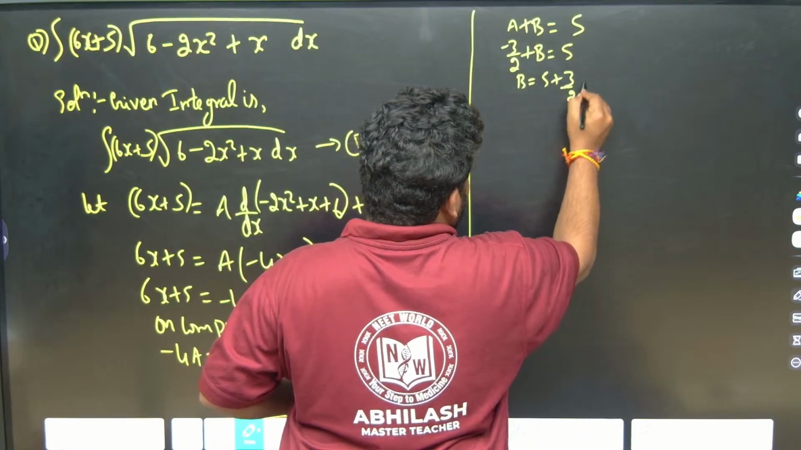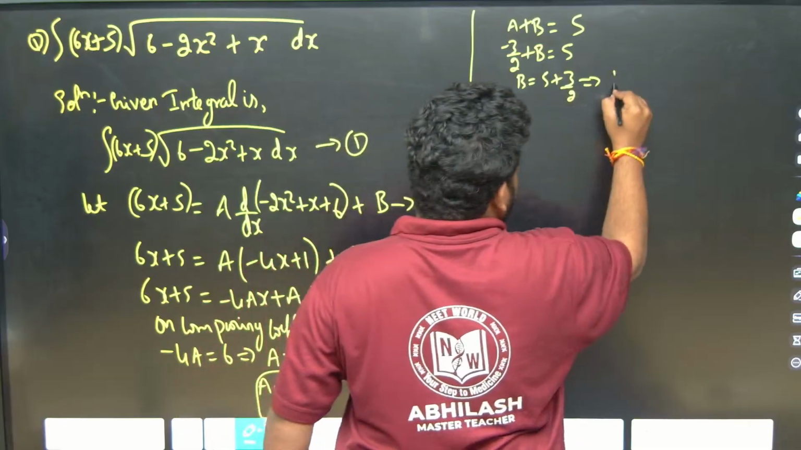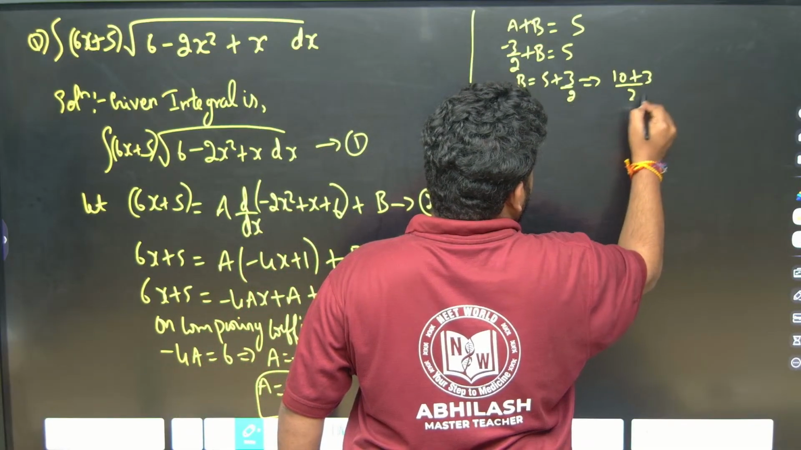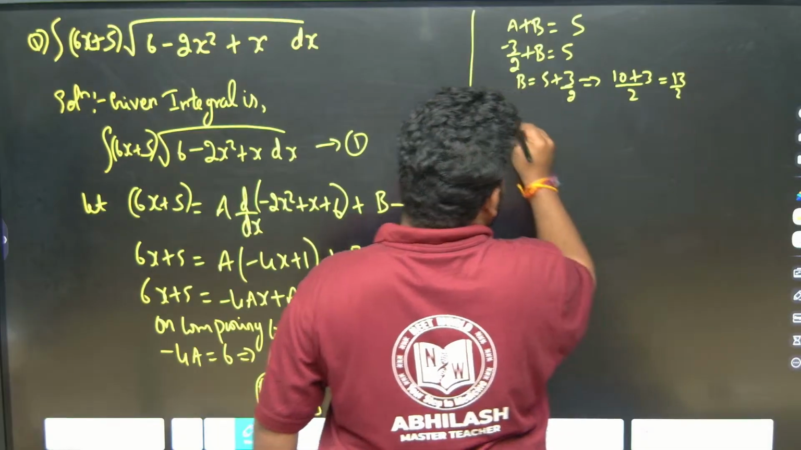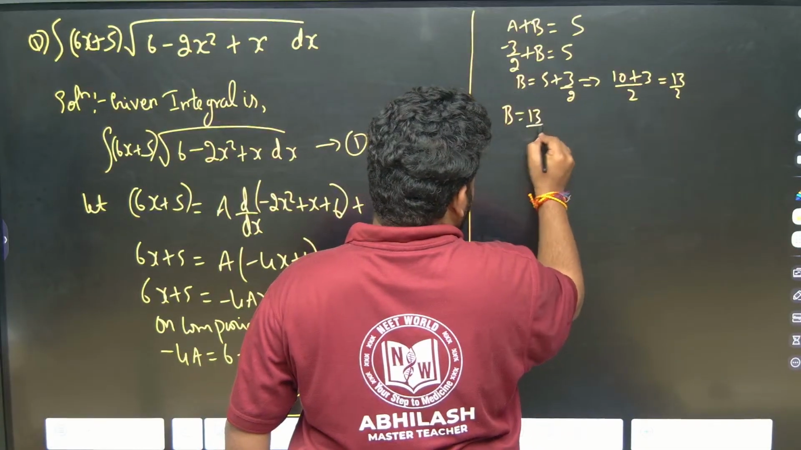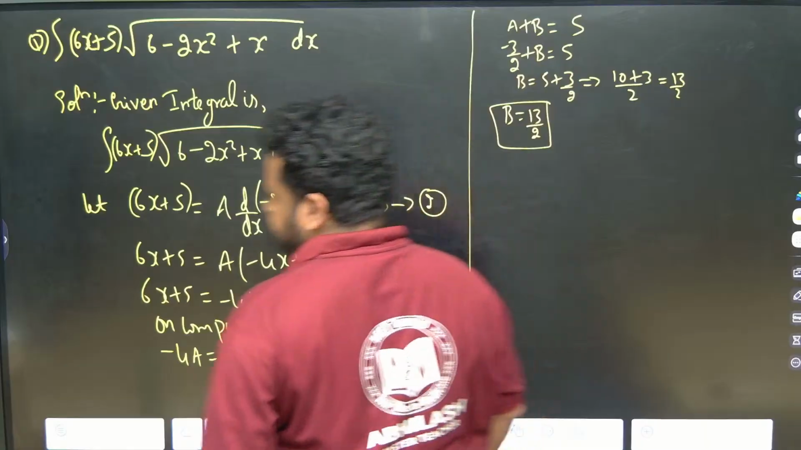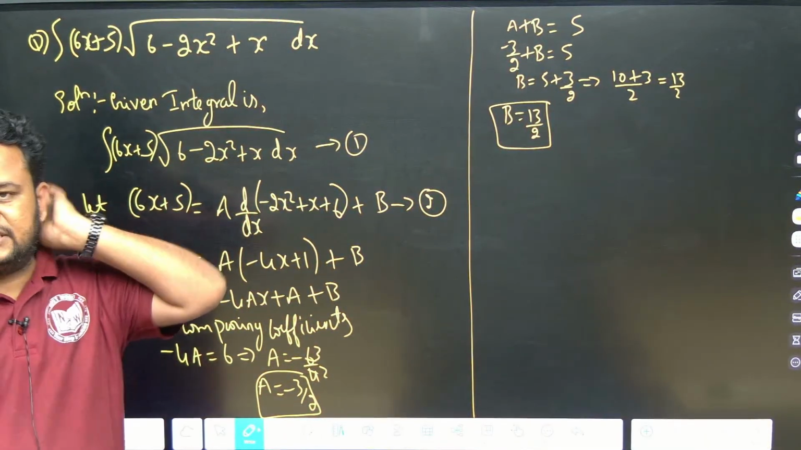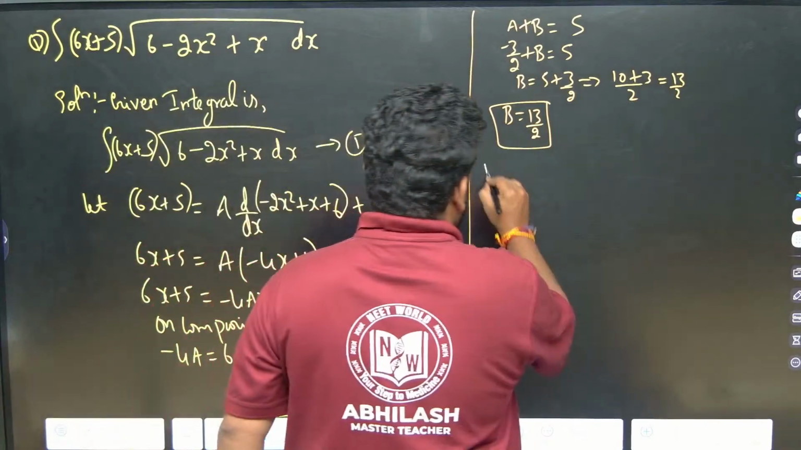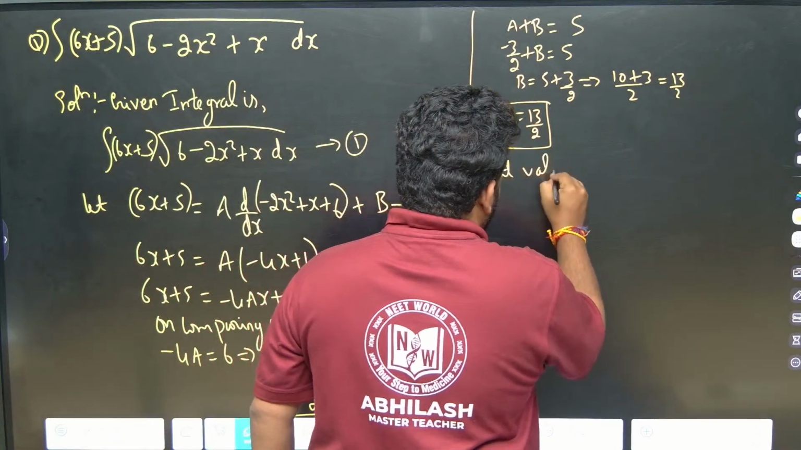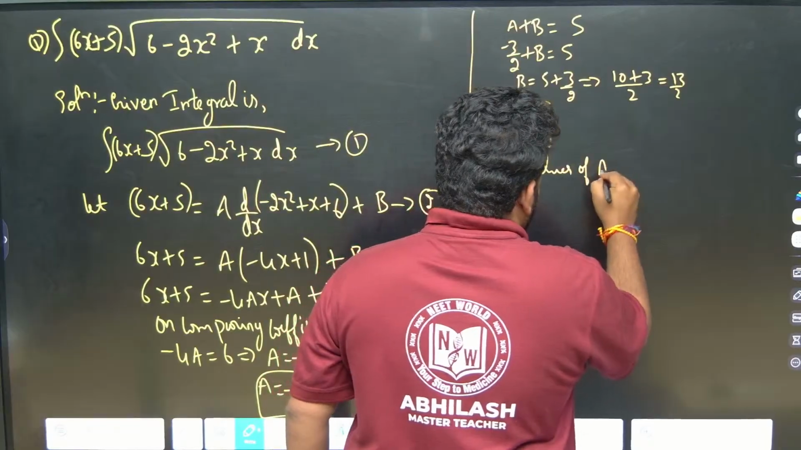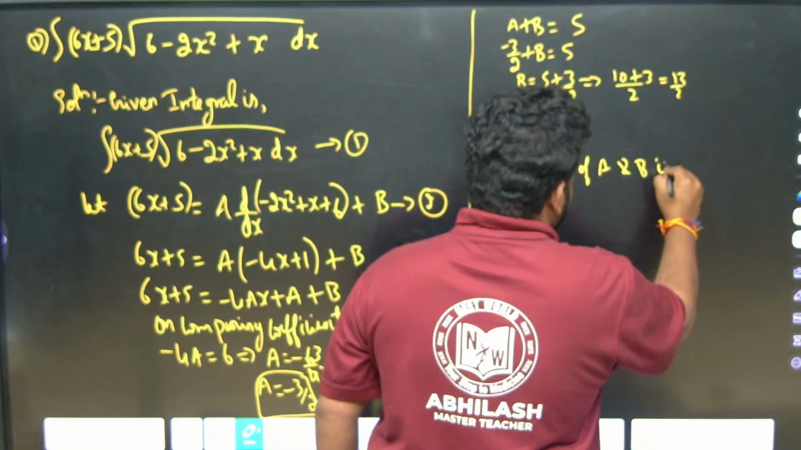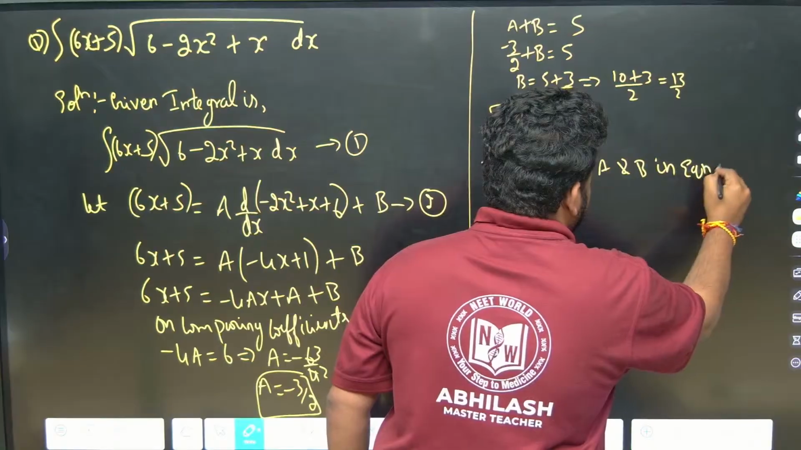So b will be equal to 5 plus 3 by 2. That implies, LCM is 2, so (10 plus 3) by 2. So that is 13 by 2. So b will be equal to 13 by 2. Now what we have to do? We have to put the values of a and b in equation 2 or equation 1, whatever.